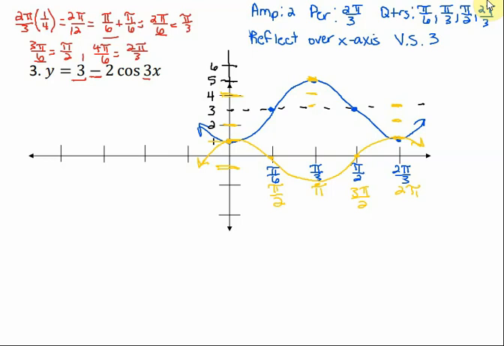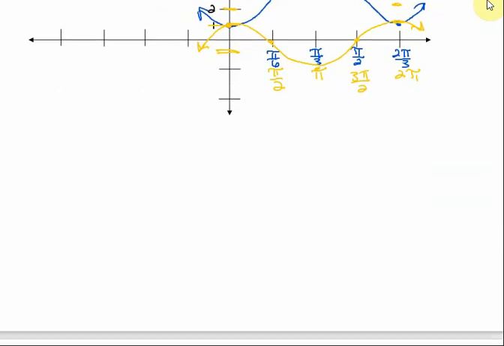Our period, that's where those marks come in, pi over 6, pi over 3, pi over 2, 2 pi over 3. We did that with our quarters. It's flipped upside down because it's reflected over the x-axis, and we see that. And then it had a vertical shift of 3. So instead of this curve going up and down over the x-axis at 0, it's doing that at 3. So you can see all the changes that were made to the parent function.